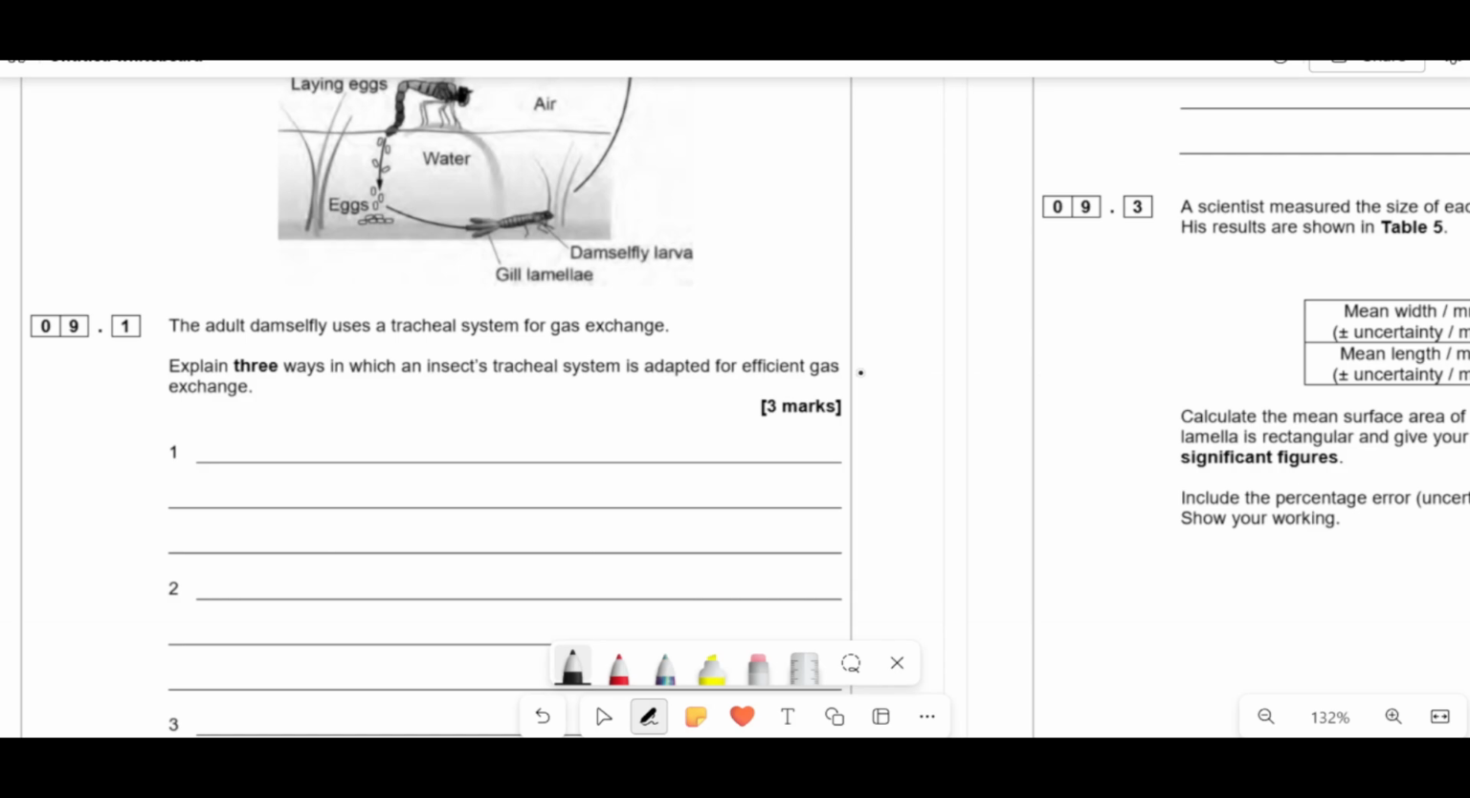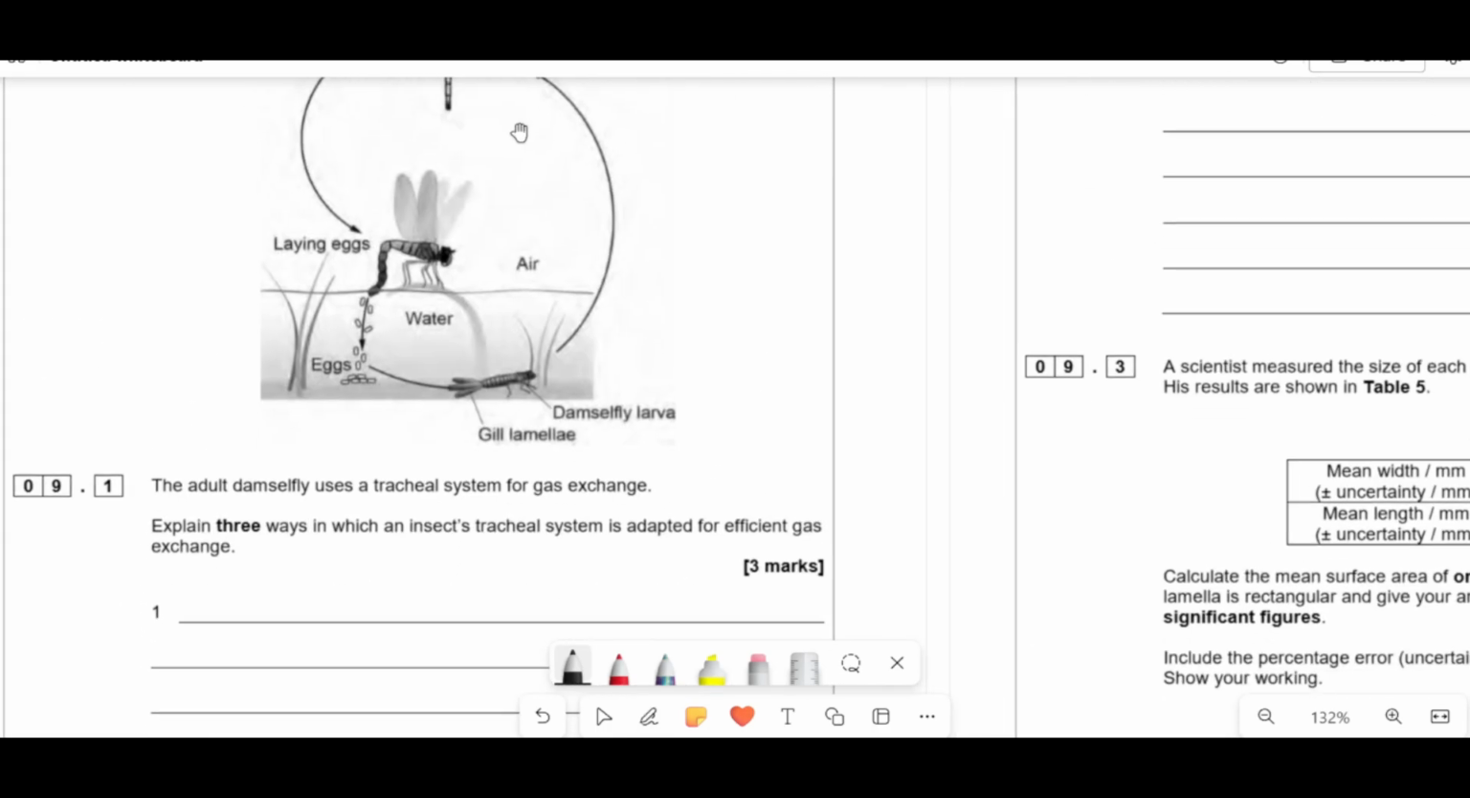So the main things that affect exchange, like I said a couple questions before, is concentration gradient, keeping it steep, short diffusion pathway, high temperature, which obviously we can't adjust in the living thing, so that one's out, and high surface area to volume ratio. So then all you need to do is apply it to that. So I'm going to choose short diffusion distance.